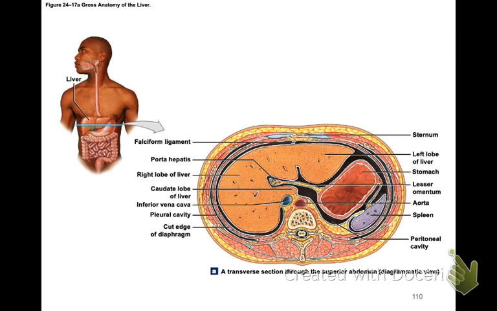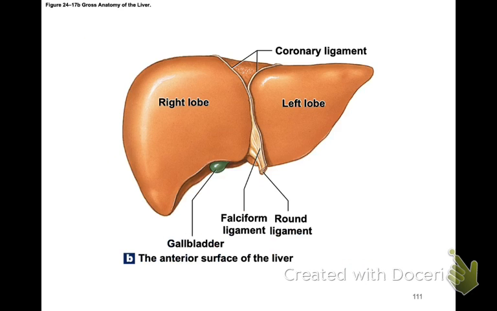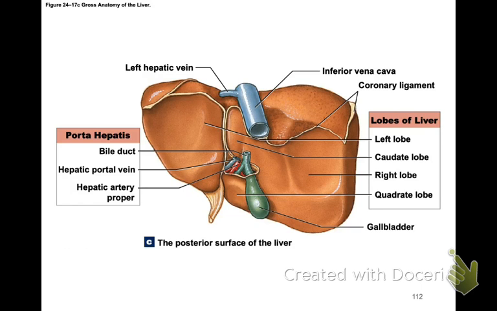So here is a transverse section showing you the liver and its connection through the lesser omentum to the stomach. And here you can see the main two lobes, the right lobe and the round lobe, along with the ligaments and the position of the gallbladder. And here you can see the porta hepatis with the main bile duct, the hepatic portal vein, and the hepatic artery. Notice that the inferior vena cava just runs along the posterior surface of the liver.